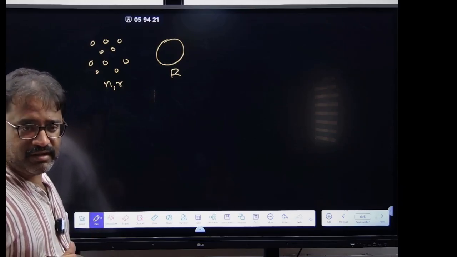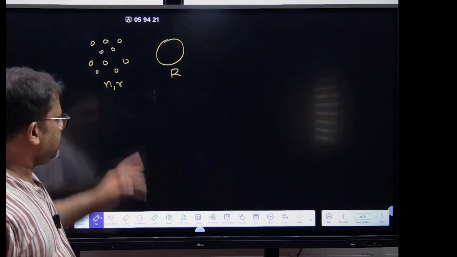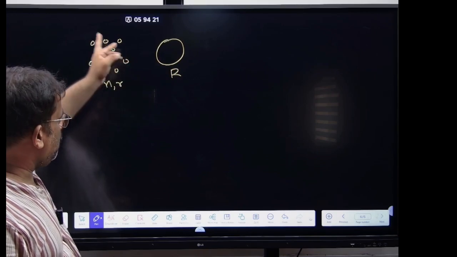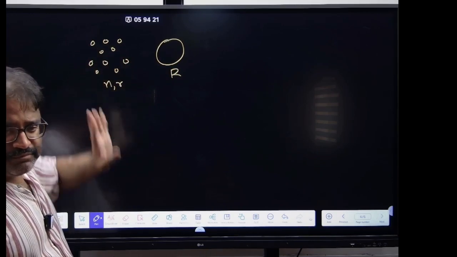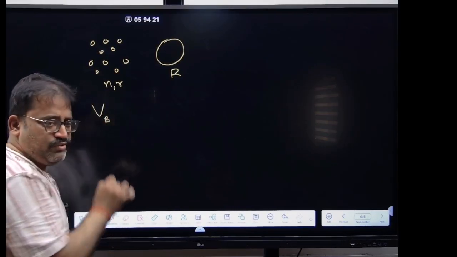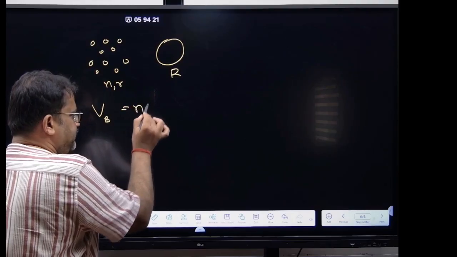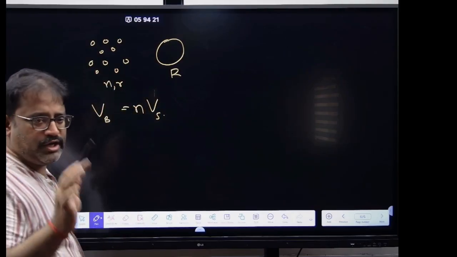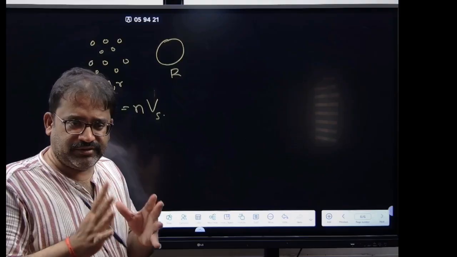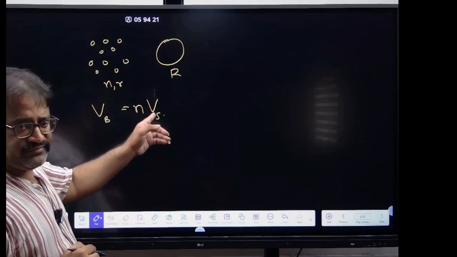Are you understanding? So, here what we can see is that the volume of the bigger drop will definitely be equal to the volume of these complete drops. That means VB, the volume of the bigger drop, is equal to n times the volume of the smaller drop. Are you getting what I am saying? Any doubts in this? Very good. So, the volume of the bigger drop is equal to n times the volume of the smaller drop.